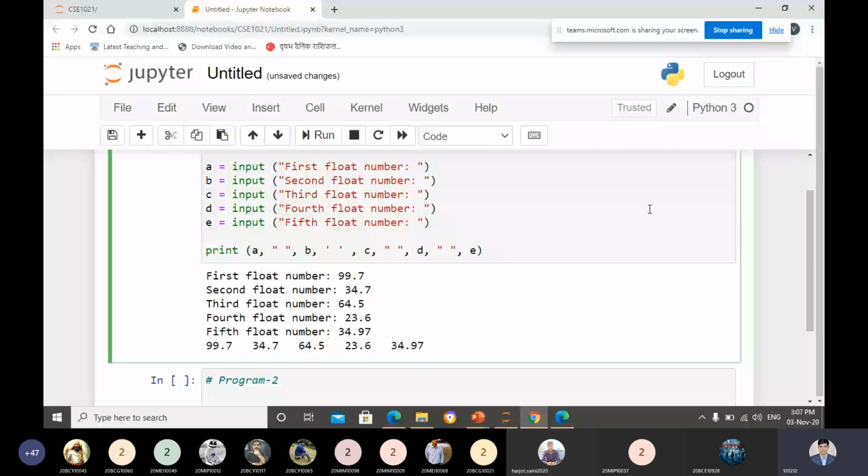By default input takes a string format, but whatever input I am taking, it just converts into its own type. So it's a beauty of Python, and that part I will explain while we learn about the data types and their various flavors. So this is a good thing in Python.